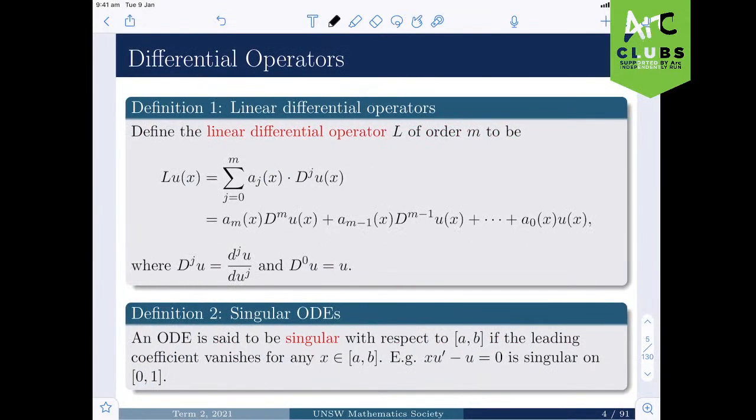So, the first definition I want to go through is singular ODEs. There's a simple definition. An ODE is said to be singular with respect to the interval a to b if the leading coefficient vanishes for any x in that interval. For example, this ODE, x u dash minus u equals 0, is singular on 0, 1 because at x equals 0, the coefficient x is 0. It vanishes. So that's what a singular ODE means. Now this definition is going to be important for the next topics I want to cover, so keep that in mind.